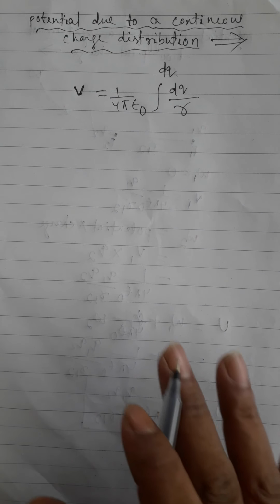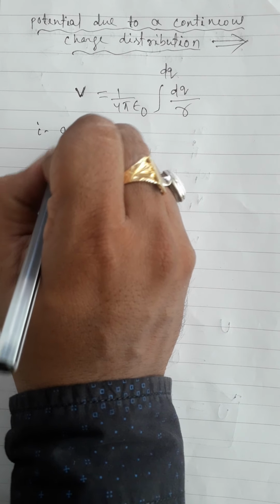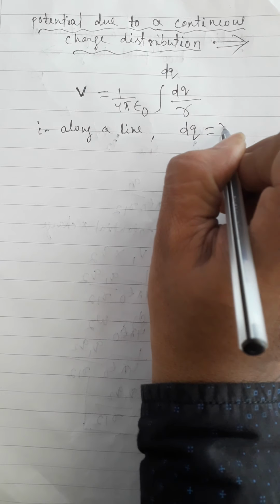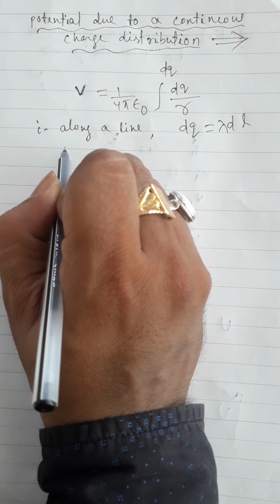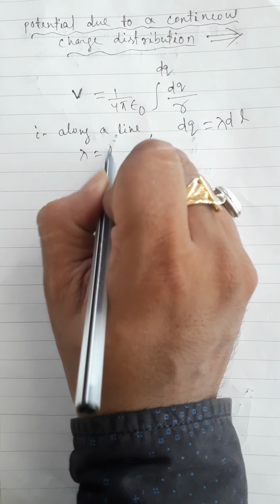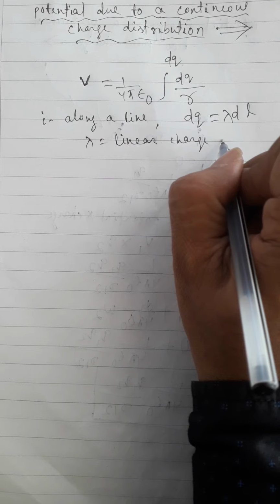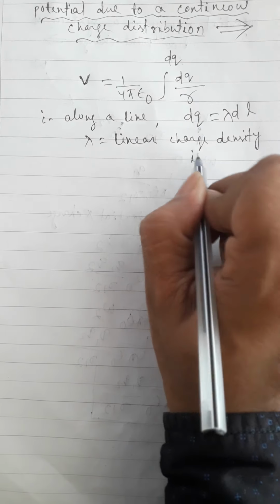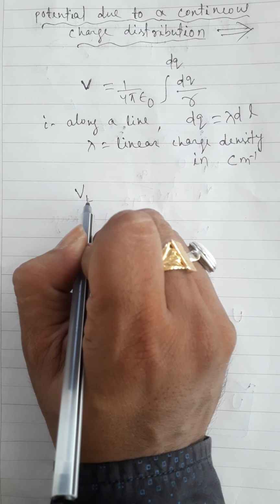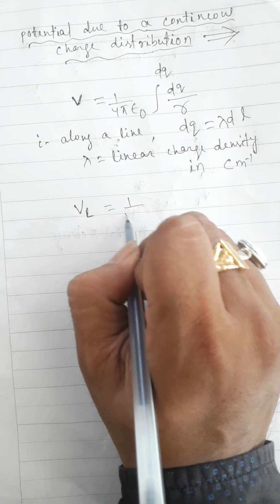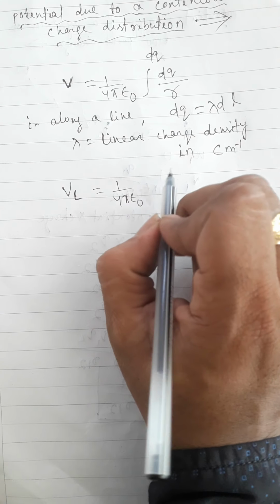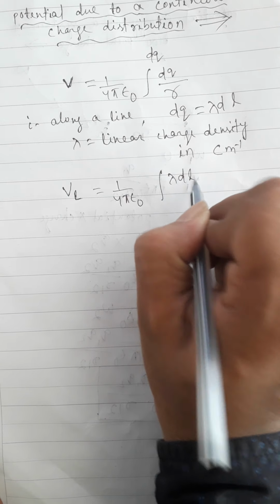If the charge is distributed uniformly along a line, then dq is equal to lambda into dl, where lambda is the linear charge density, as you know from electric field, and the unit of lambda is coulomb per meter. So the electric potential due to line charge distribution, VL, is equal to 1 by 4 pi epsilon r, integration of lambda dl divided by r.